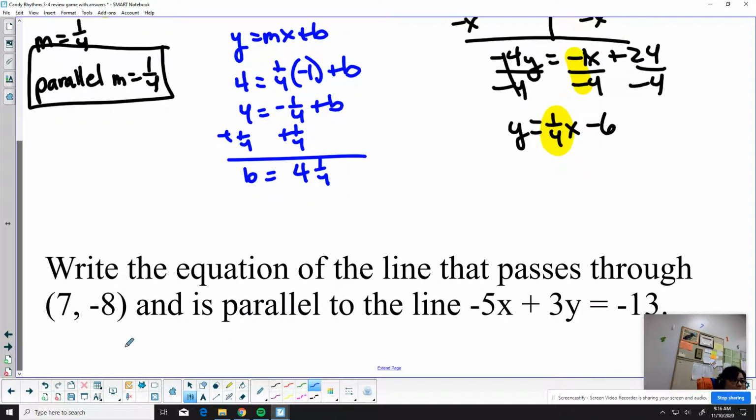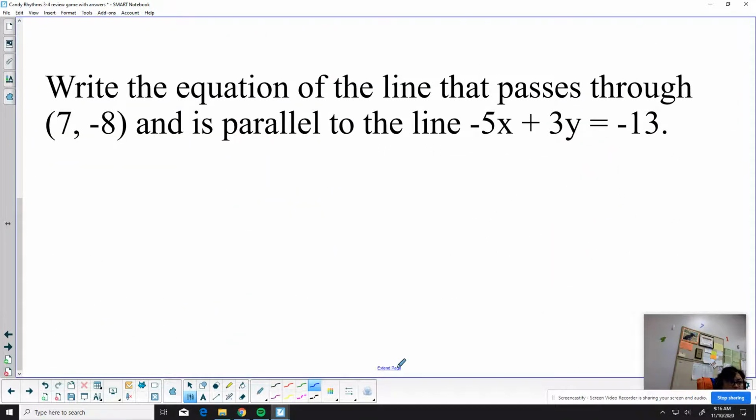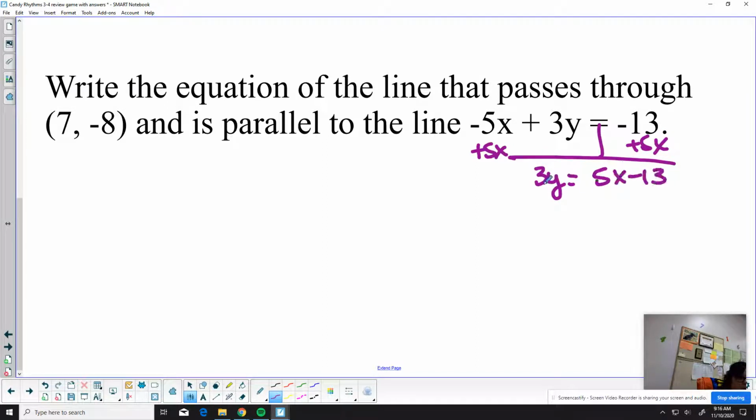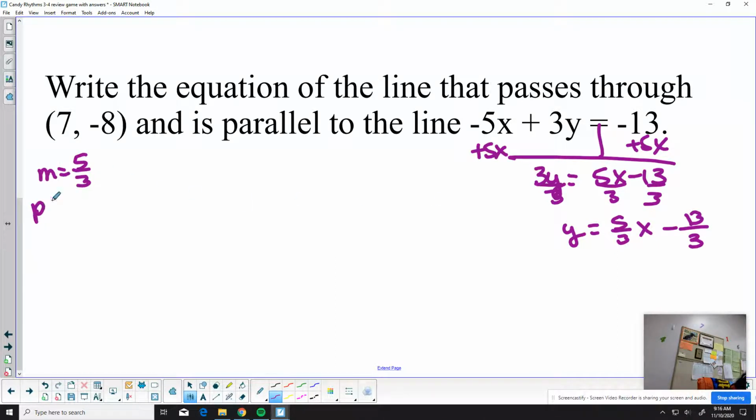Do I have a second one? I do. Press pause and try it if you haven't already. Okay, so we want to put this in slope-intercept form, so we're going to add 5x to both sides and divide by 3 on all pieces. So my slope is 5/3. Okay, so slope is 5/3. And parallel slope is also 5/3.